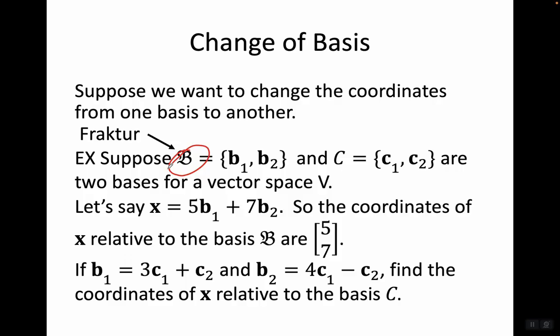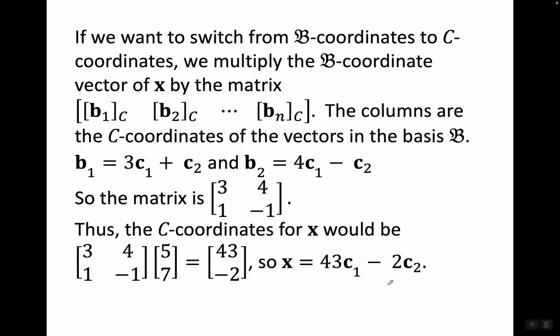Let's say x equals 5b1 plus 7b2. So the coordinates of x relative to the basis 𝔅 are 5, 7. This is x in terms of the basis 𝔅. If b1 equals 3c1 plus c2 and b2 equals 4c1 minus c2, find the coordinates of x relative to the basis 𝒞. In other words, we know the coordinates of x relative to the basis 𝔅, and we want to use that to find the coordinates of x relative to the basis 𝒞. What is x in terms of c1 and c2? Here's how we'd solve that.